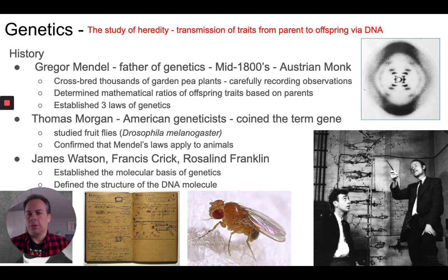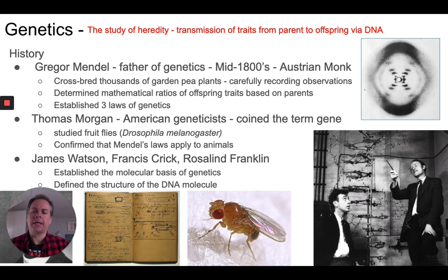They have certain mutations which can be observed pretty easily. They go through generations very quickly, and Morgan studied these fruit flies in his lab and basically confirmed that Mendel's laws did apply to animals. He established the term gene and hypothesized that genes are found on the chromosomes, that certain traits are sex-linked, and so he added significantly to what we know about genetics.